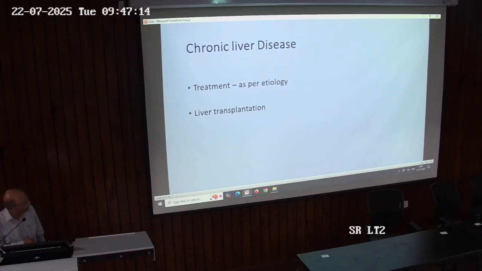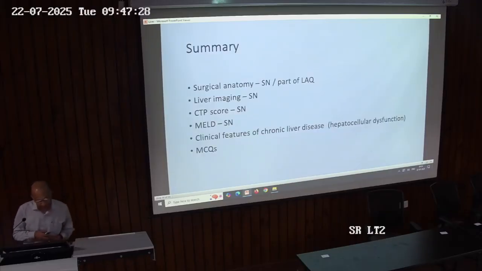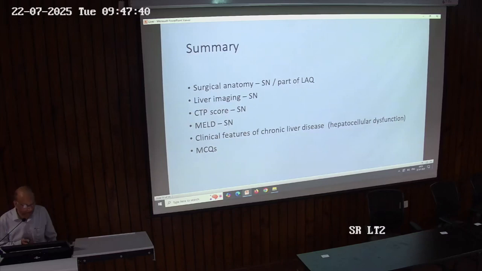CTP score and MELD score, if you cannot remember all those values, at least remember the parameters and the score. Write that much and that should be enough to see you through. Clinical features of liver disease, MCQs, okay, so what's the weight of the liver? 1.5 kg. What's the blood supply per minute? 1.5 liters.